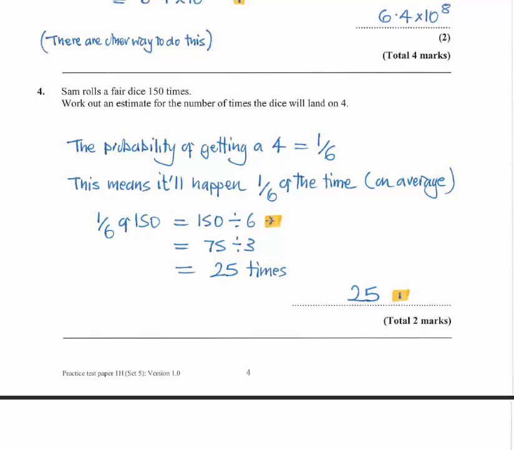Have a mark for that if you didn't get the final answer. And if that is tricky, we can divide both numbers by 2 to get 75 divided by 3, and that's easy, 25.